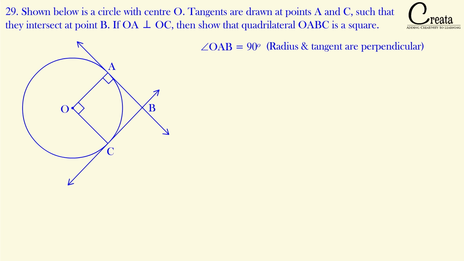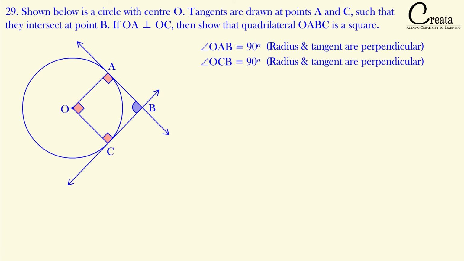Got it? Similarly, BC is given as the tangent and OC is the radius. So again, we will use the same philosophy. Radius and tangent are perpendicular to each other. So this angle will be equal to 90 degrees. These three angles are 90 degrees.